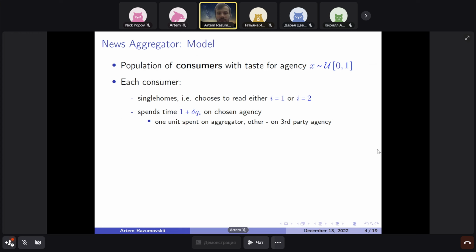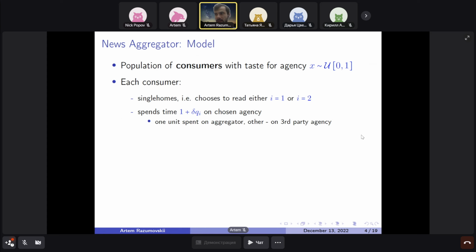We will assume that they have some structure of spending time during the reading newspapers, and then going a bit ahead so that they will spend 1 unit of time on the aggregator. So if we are talking about the aggregator being present, you can go through the aggregator to the agency.